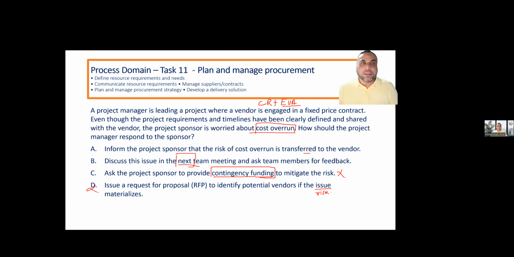Contingency is wrong. And if the issue materializes, meaning if the risk is materialized, we cannot see it. So D is wrong just because of this word. So the remaining answer here is only A. Inform the sponsor that buyer is safe, seller at risk. So this is the explanation of fixed price contracts. Risk is transferred to the seller. So please read the things carefully.